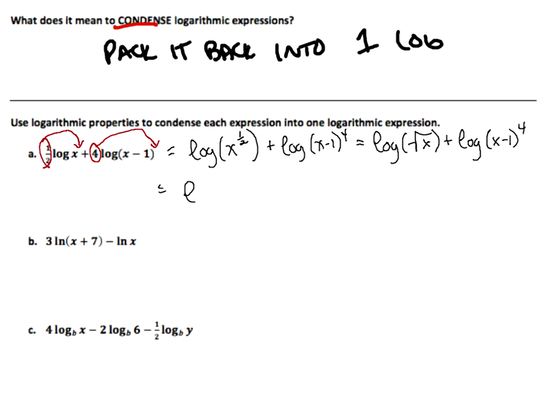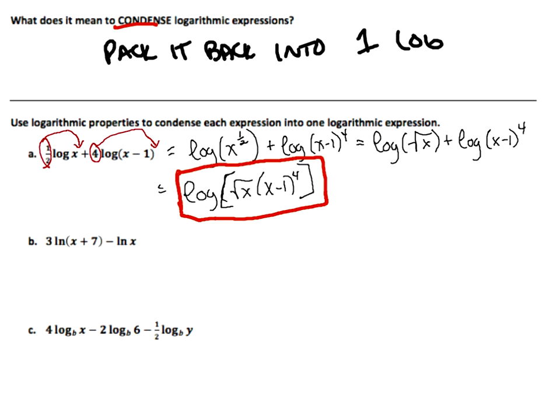So we end with the log of square root of x. I'm going to use brackets here since I'm going to have parentheses, times x minus 1 to the 4th, the log of that whole thing. And we're packed back into one logarithm. So that's what I end with when I'm condensing. The exact opposite of expanding.